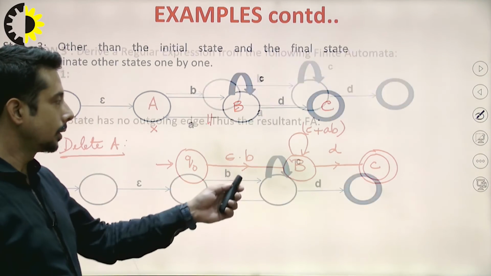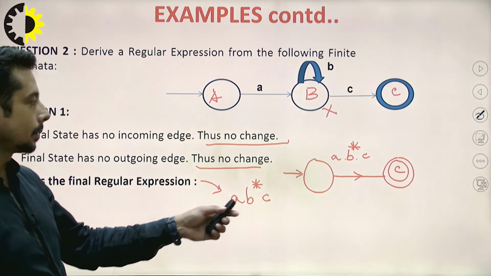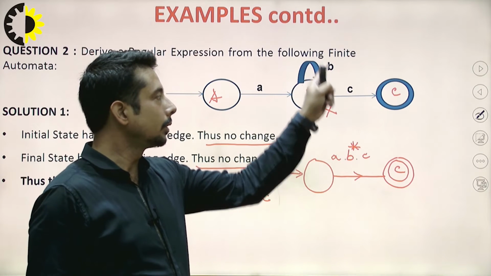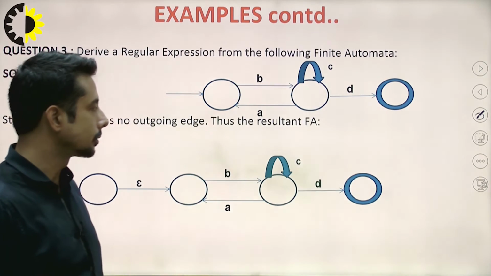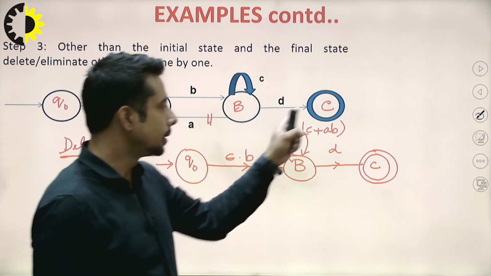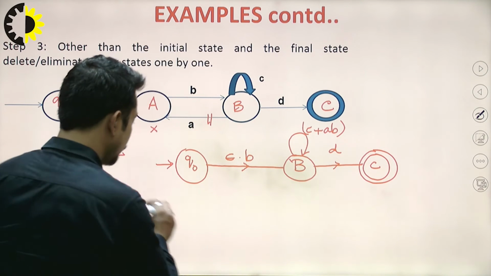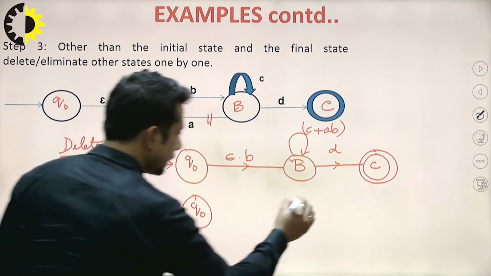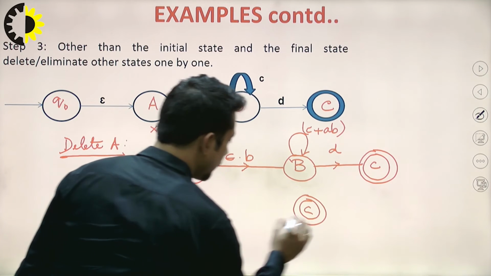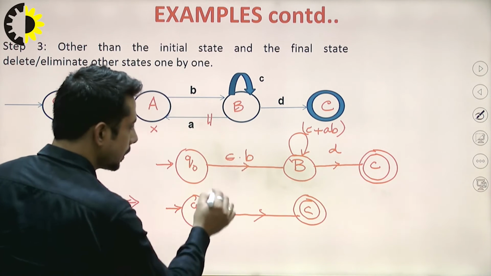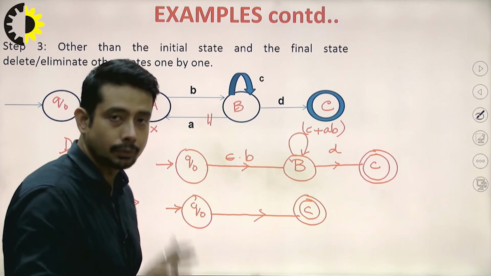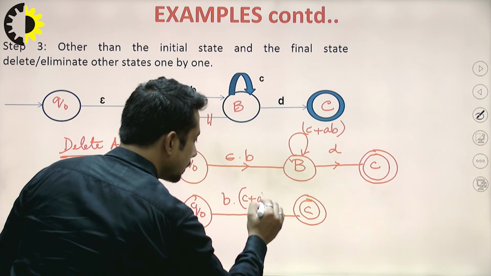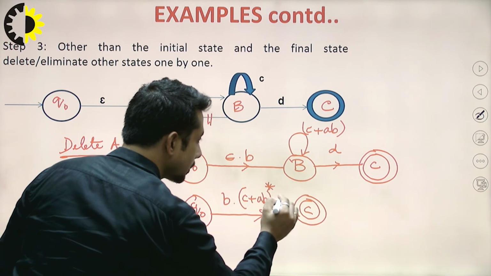Now you just look into this diagram. This is somewhat similar. I need to just delete B, then A dot B to the power Kleene closure C, and the same diagram it is here also. See, this dot this one whole to the power Kleene closure dot D. Therefore, the final answer will be what? This will be your Q naught and this will be your C, and there will be one transition where epsilon dot B means what? Epsilon stands for 1. So, it will be B dot C plus AB whole to the power Kleene closure dot D.